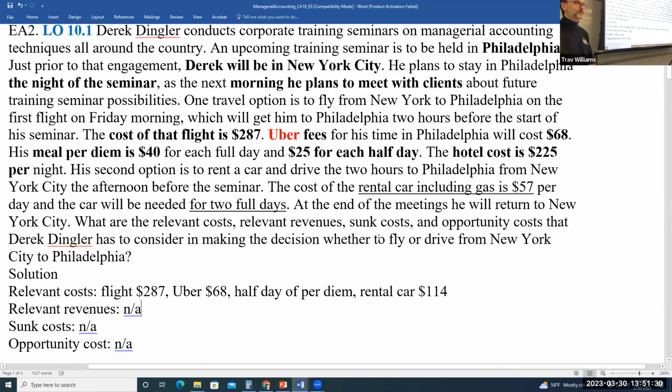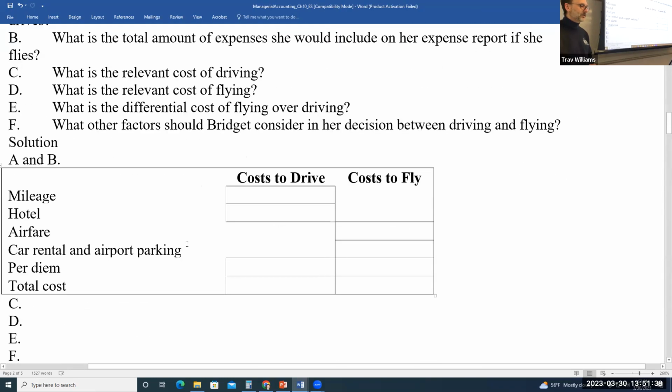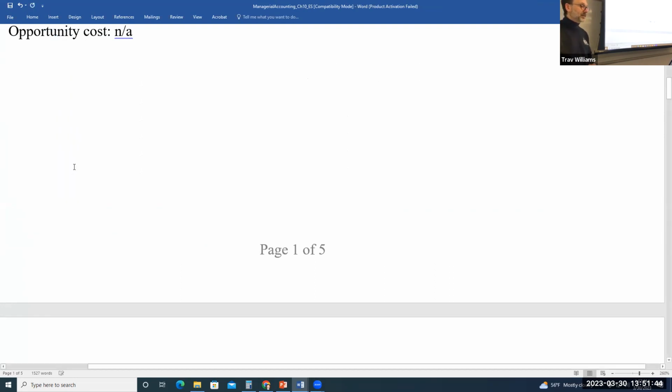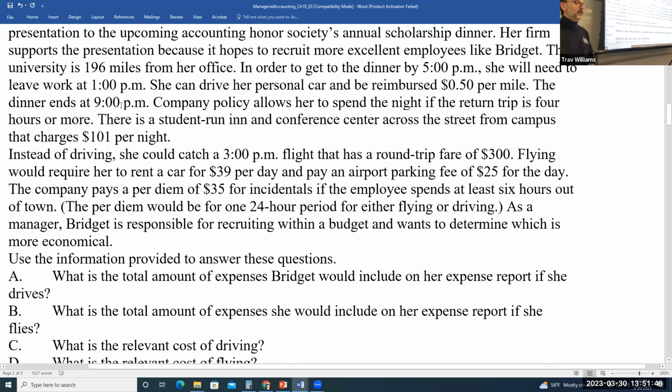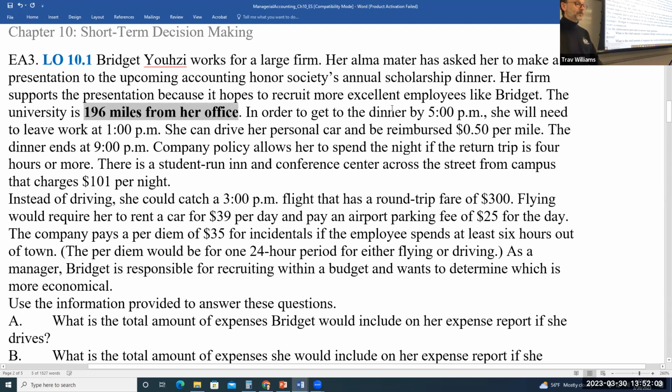Okay, any questions? All right, this one I think is a little easier because we're actually going to break it down. It's a similar kind of example. So Bridget here is going to make a presentation at a university. It's 196 miles from her office. She needs to leave work by 1 if she drives her personal car.